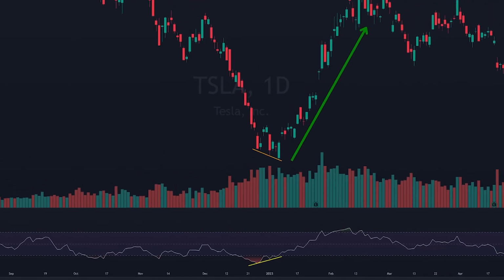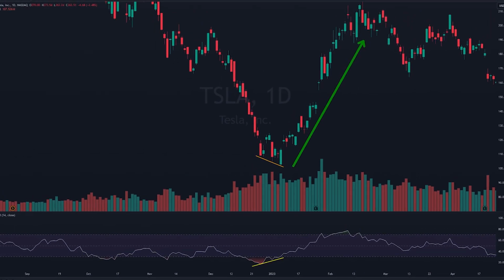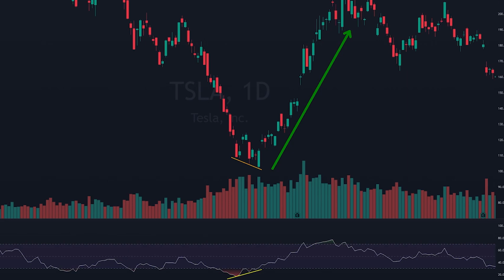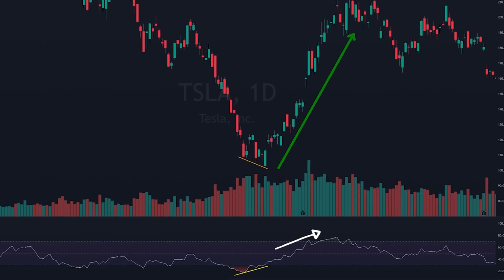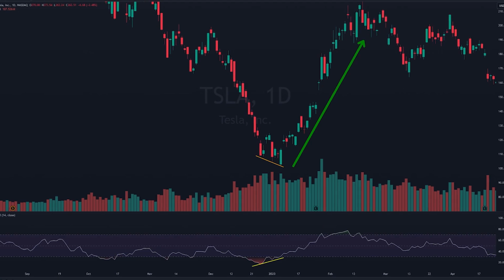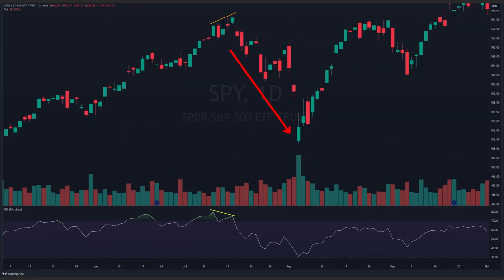We can see that after the first 2 weeks of January 2023, the stock started rallying pretty quickly and ended up following the same direction as the RSI indicator. Next, let's look at a daily chart of SPY.